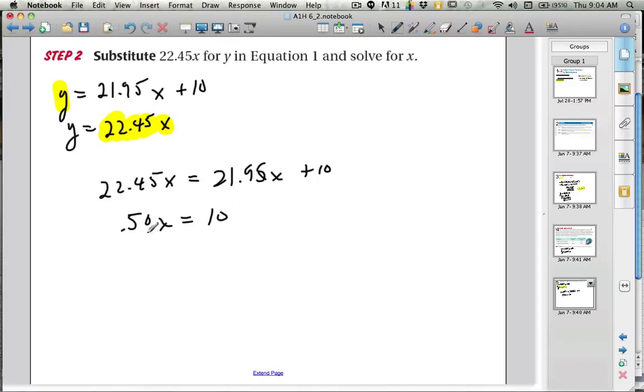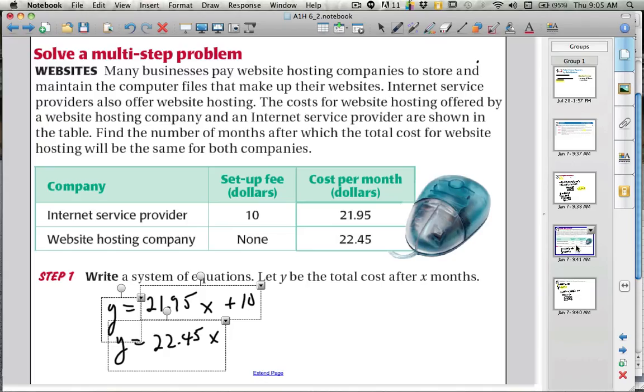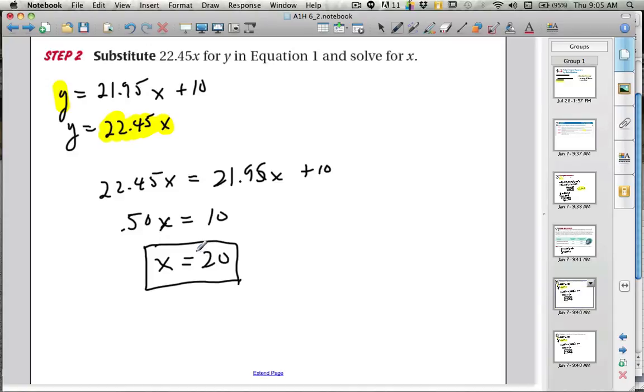When I divide both sides by 0.5, that's the same as multiplying by 2. Dividing by 1/2 is the same as multiplying by 2. x will be equal to 20. So that is the number of months necessary. Now, you'll see I'm not plugging x back in because I'm not interested in what the total cost was at that moment in time. That's not what they asked me. They just asked me to find the number of months, and we've done that. So that's how you go about doing substitution.